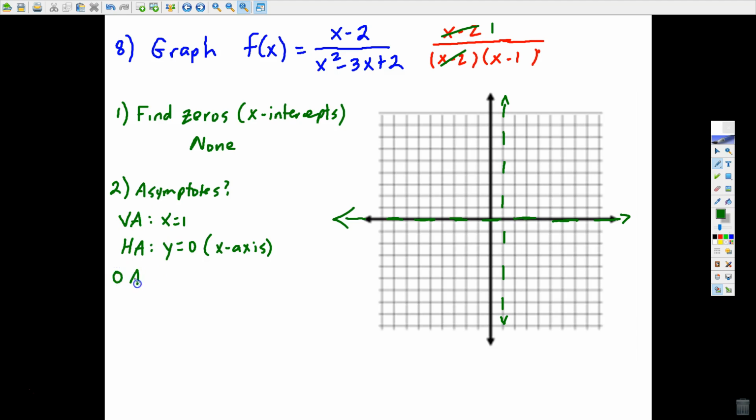Do we have an oblique? We do not have an oblique because the numerator degree is not larger, and it's got to be larger by 1, and there also cannot be any common factors, so there obviously will not be an oblique asymptote.